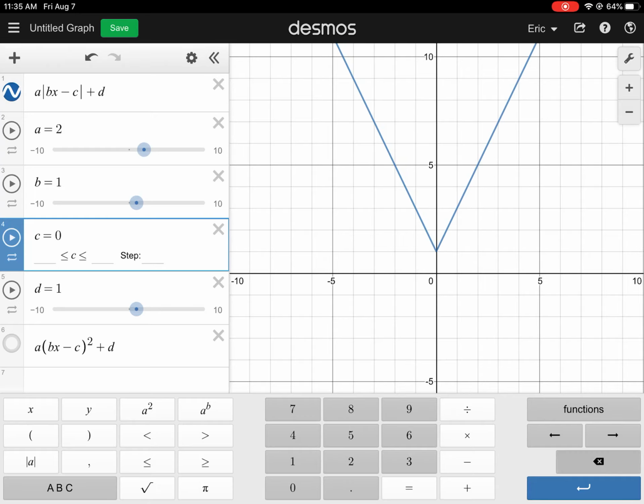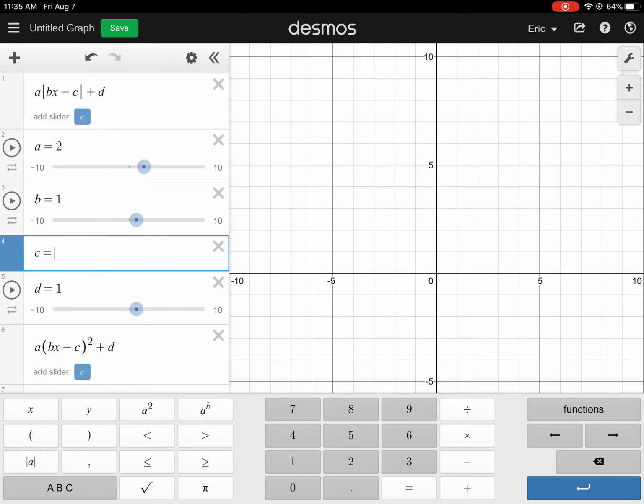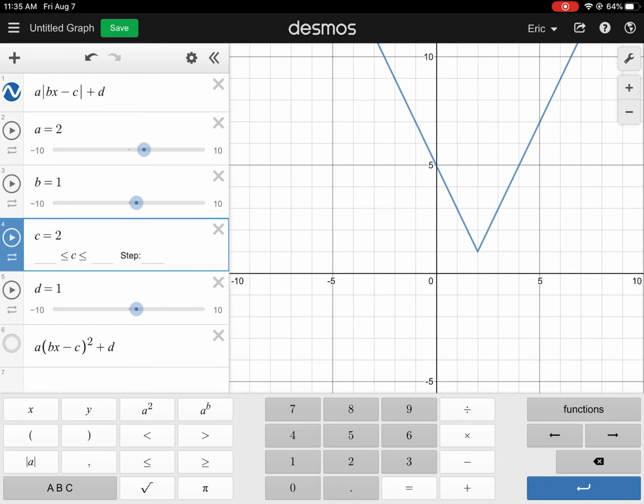Notice how when we do -2, because the minus is already there, that's going to change that. If I put C as 2, the reason I do C as 2 is because the minus is already in the function. So it is actually a -2. But notice that it went right 2.